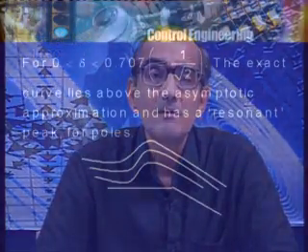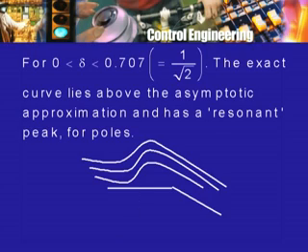Of course, you then have to take 20 log to the base 10 of that. That is the dB gain versus frequency. What is its graph going to look like? It depends on the value of delta. For the value of delta less than 0.707, the curves lie above these two approximations.